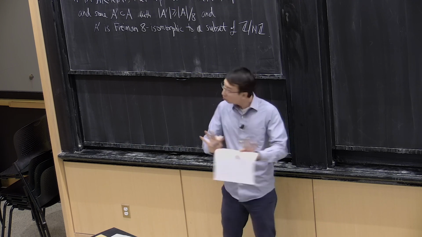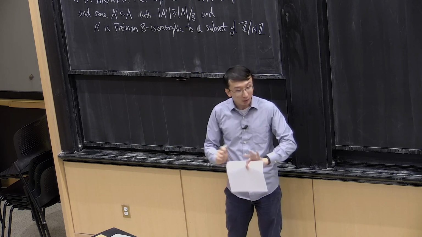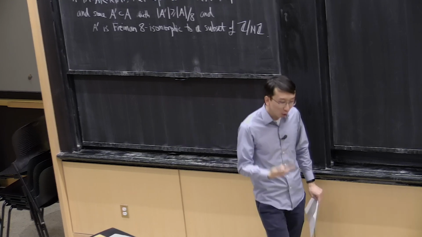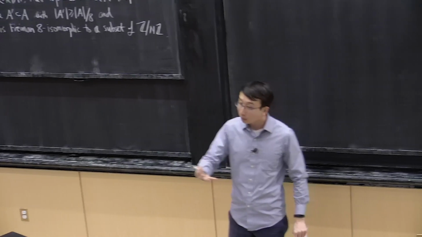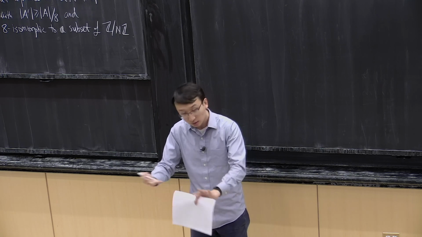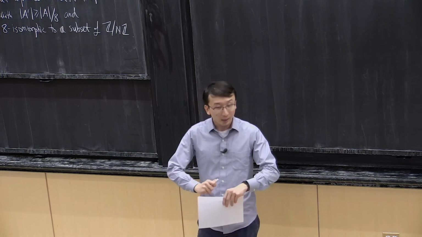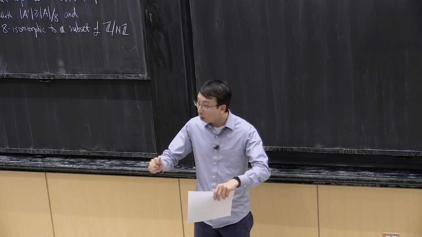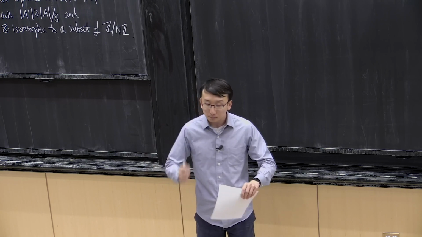Okay, so this is where we left off last time. If you start with small doubling, then I can model a big portion of this set by a large fraction of a small cyclic group.